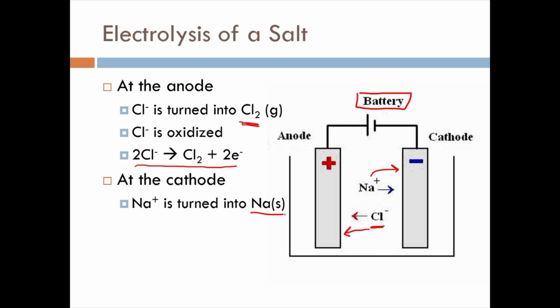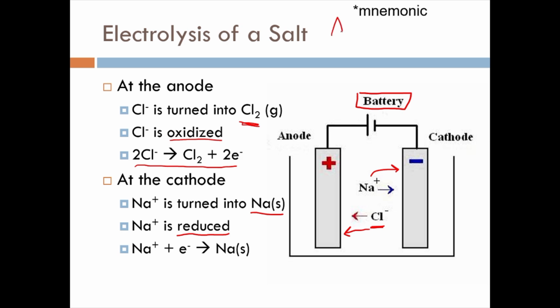So at the anode, oxidation will occur. So very similar to an electrochemical cell where the anode is the oxidation. At the cathode, the reduction will occur. Again, very similar to the electrochemical cell. So our acronym of an ox, red cat still holds true for the electrolytic cell. Oxidation occurs at the anode, reduction occurs at the cathode.